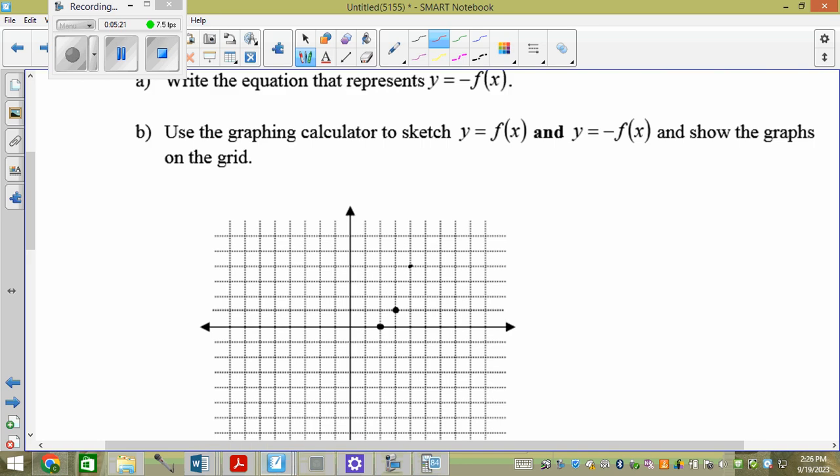3, 1, 4, 4, 1, 1, 0, 4. And then we just extend the arrows a little bit upwards. We don't want to extend them too far after our last point, or we're just randomly sketching without anywhere to go. So this is our y equals f of x function.